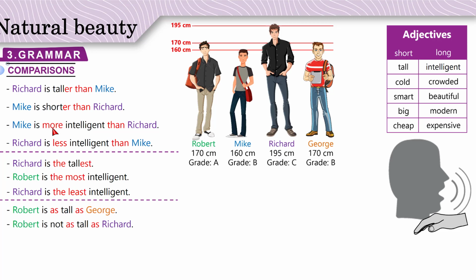Can we use more here? In one way, if we say that Robert is more intelligent than all the students, then yes, it is correct. Again, you can say that Robert is the most intelligent student in the school, or Robert is more intelligent than, not Richard, no, all the students in the school, then yes, it is correct. You can also say Richard is taller than all the students. If you say it like this, then it is correct.